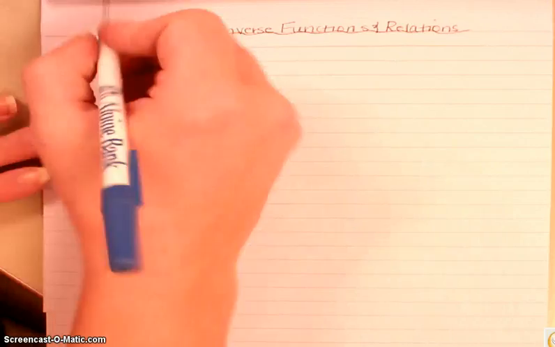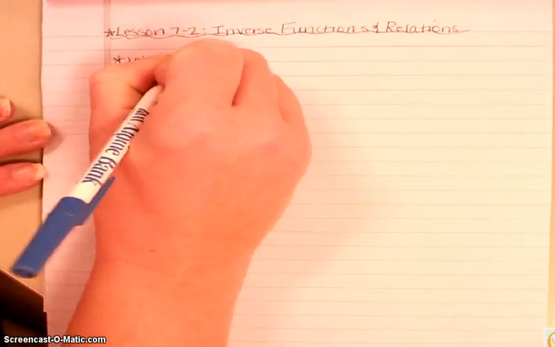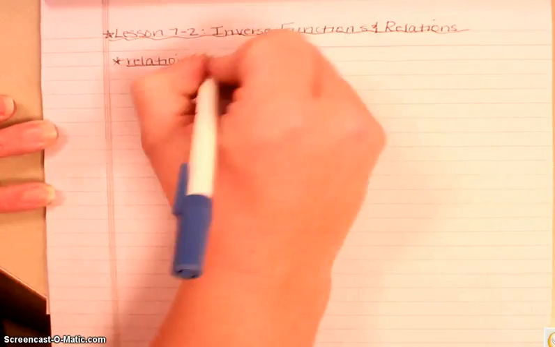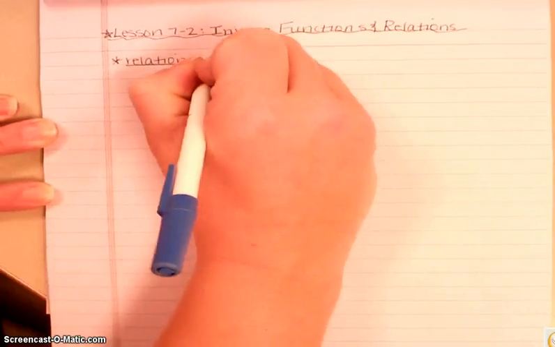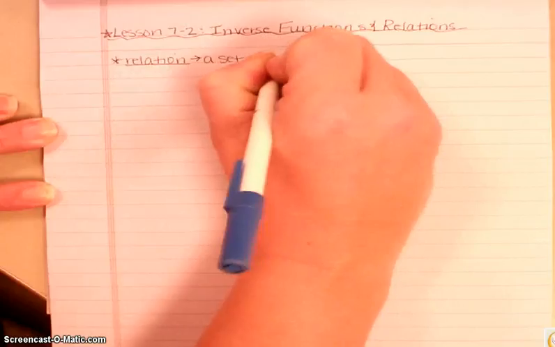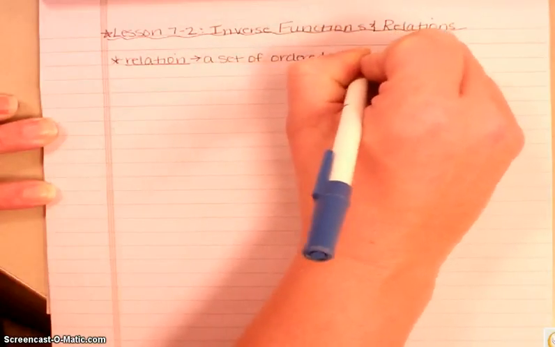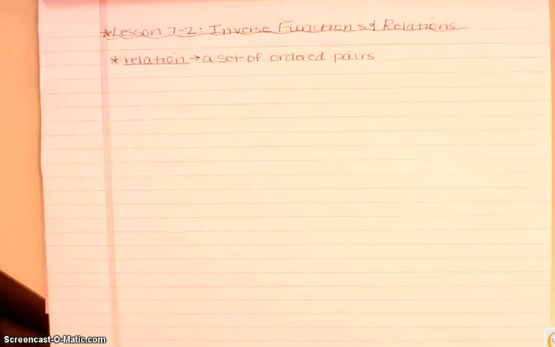So before we get into the inverse stuff, let's review a couple of words here. First of all, relation. We haven't seen this word since back in chapter 2. A relation is, very simply put, a set of ordered pairs. So any set of ordered pairs, sometimes they're just listed as points, sometimes they're represented as equations. We've seen a lot of examples back in chapter 2.